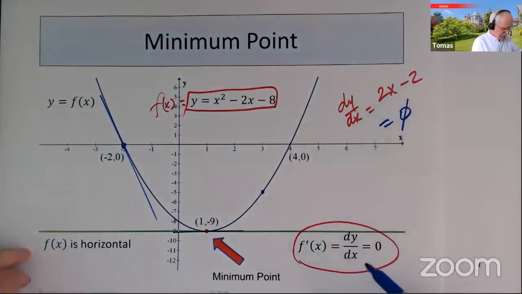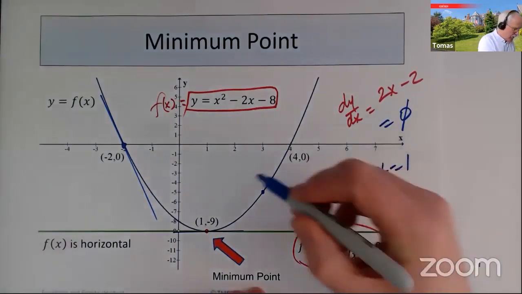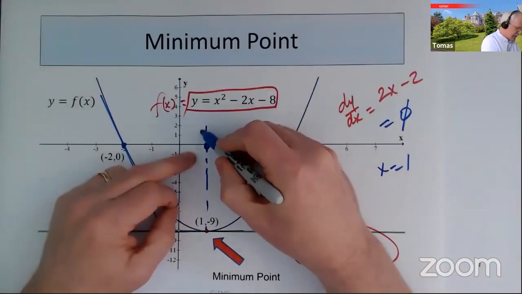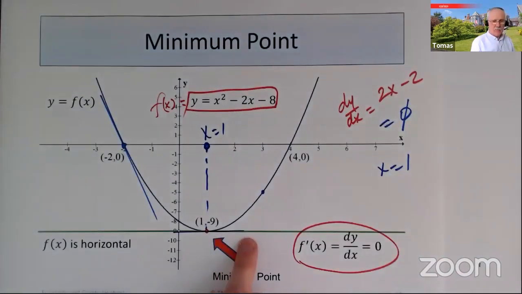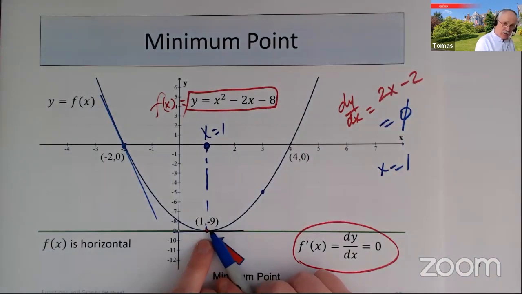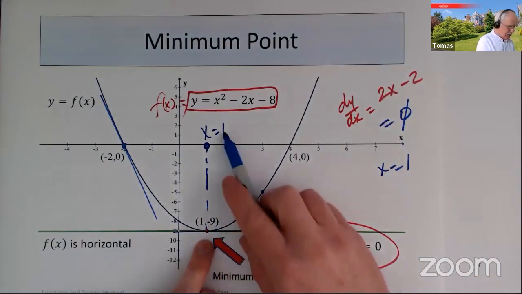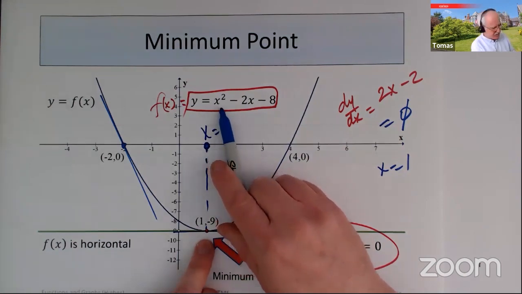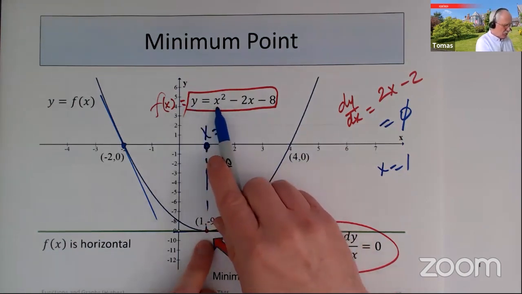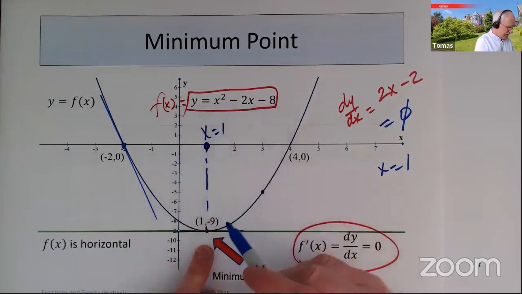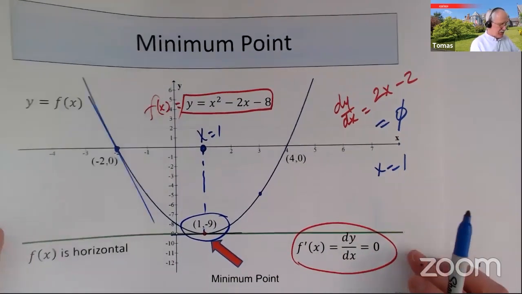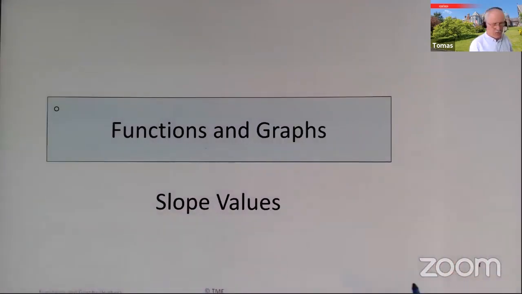So that's 2x minus 2, and that happened when x was 1. We then knew it was underneath this point, when x was 1, that the slope was 0. But the way we found the point was by saying, well, it's not good enough knowing that x is 1, but if I plug 1 into this, I'll get the y value. So 1 squared minus 2 times 1 minus 8, that's (1, minus 9). And that's how I solved it. So that's how we get the minimum.